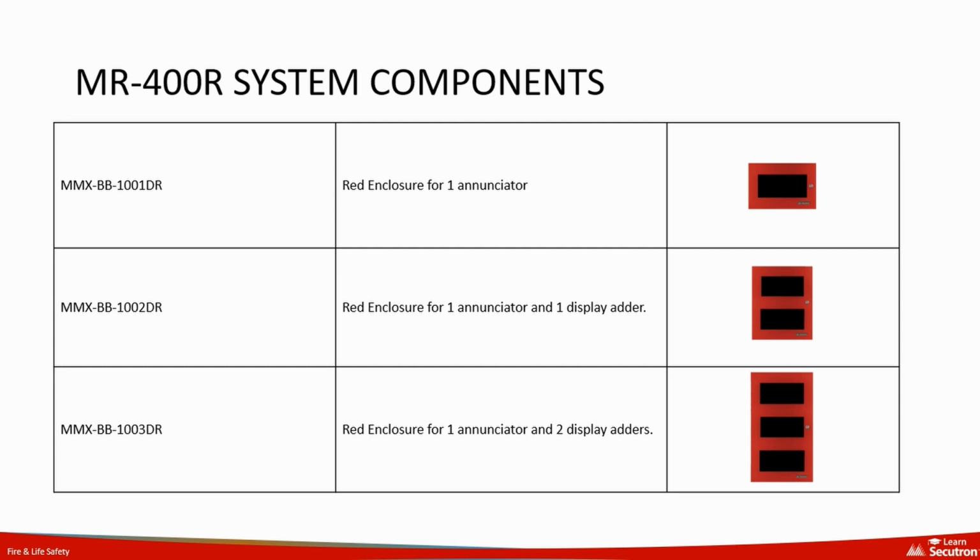The enclosures for the MR-400 system annunciators include the MMX BB1001DR for housing 1 annunciator, MMX BB1002DR for 1 annunciator and 1 display adder, and MMX BB1003DR for 1 annunciator and 2 display adders.